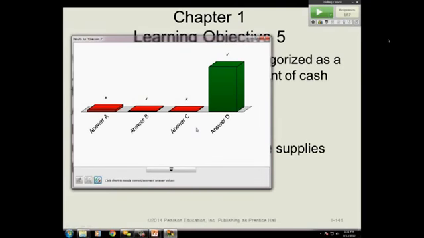Land is what? Investing, rent, and office supplies. So, A, you buy land, you're investing. Rent and office supplies, same thing as our example, is operating, and cash paid for dividends, of course, is the only financing cash flow. All right, so that takes us through chapter 1.